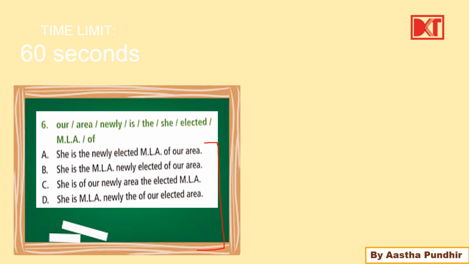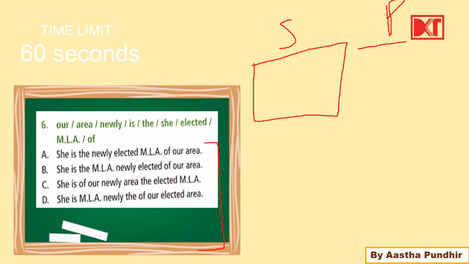Now here, what is the subject that we are talking about? We are talking about she, right? What is the subject? She. Because the person doing the action is she. And the predicate, the action we are talking about, is that she is the newly elected MLA. Now what is an MLA? MLA is the member of the Legislative Assembly.